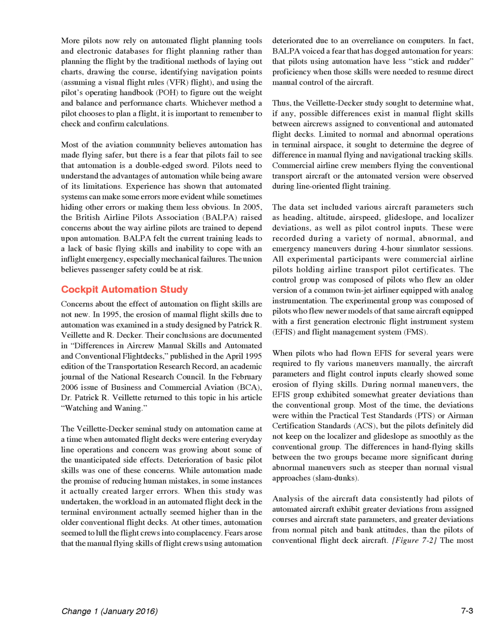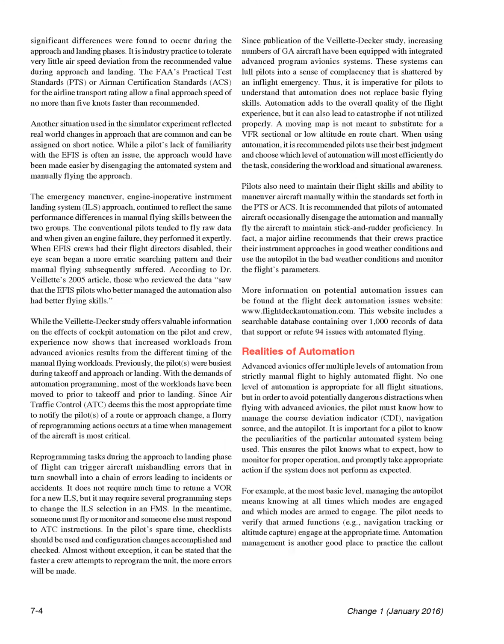Analysis of the aircraft data consistently had pilots of automated aircraft exhibit greater deviations from assigned courses and aircraft state parameters, and greater deviations from normal pitch and bank attitudes, than the pilots of conventional flight deck aircraft. Figure 7.2, the most significant differences were found to occur during the approach and landing phases. It is industry practice to tolerate very little airspeed deviation from the recommended value during approach and landing. The FAA's Practical Test Standards, PTS, or Airman Certification Standards, ACS, for the airline transport rating allow a final approach speed of no more than 5 knots faster than recommended.